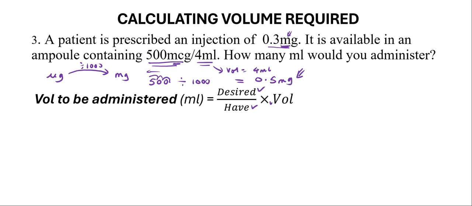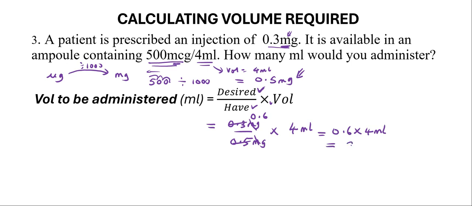What the patient requires or needs is still in milligrams, 0.3. So by substitution, the desired amount will be 0.3 milligrams out of the 0.5 also in milligrams multiplied by the volume of 4 milliliters. The units will cancel out. The 0.5 goes into the 0.3 0.6 times. So the volume to be administered will be 0.6 multiplied by 4 milliliters, which will give 2.4 milliliters.